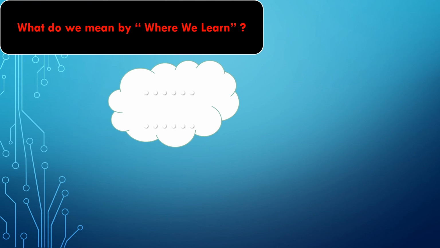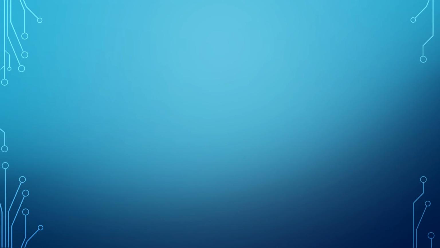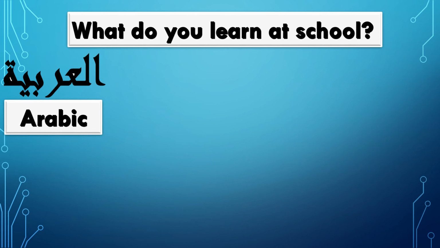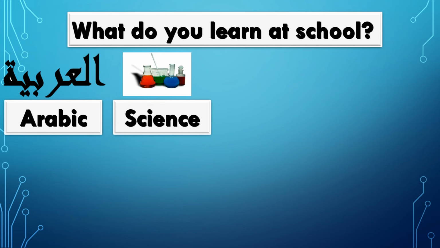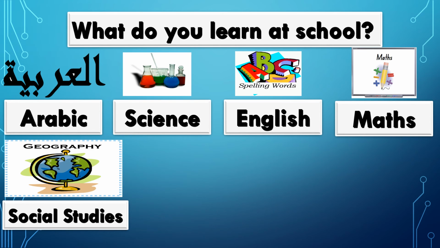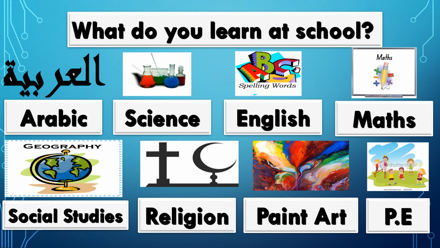What do we mean by where we learn? Of course, we mean school. What do you learn at school? Of course, Arabic, science, English, math, social studies, religion, paint art, PE, which is an abbreviation for physical education.